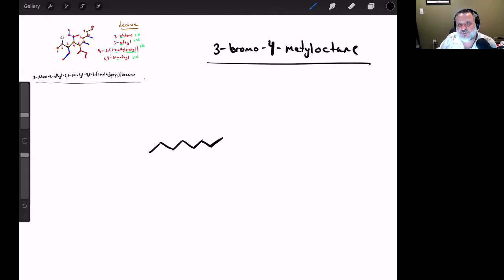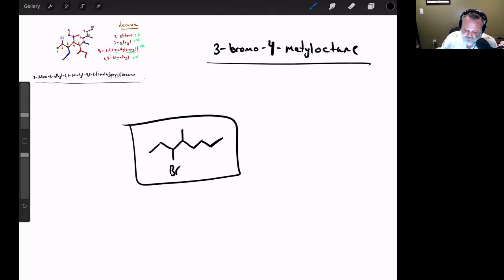Again, it doesn't matter which direction you start drawing it from, you get to pick since you're drawing the molecule. So we read left to right, so let's draw left to right. 1, 2, 3, bromo, 4, methyl octane. So it is much easier to put together a picture than it is to go from a picture to a name. But at the end of the day, you have to be able to do it both ways. And so this is the end of alkane naming when it comes to the first part of organic chemistry.